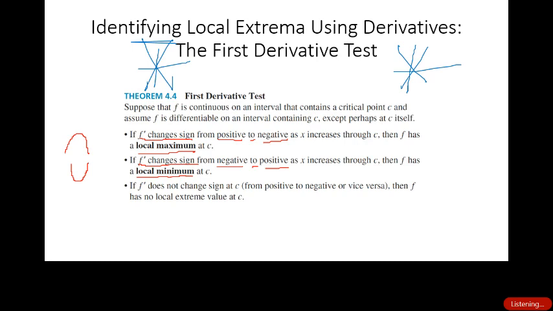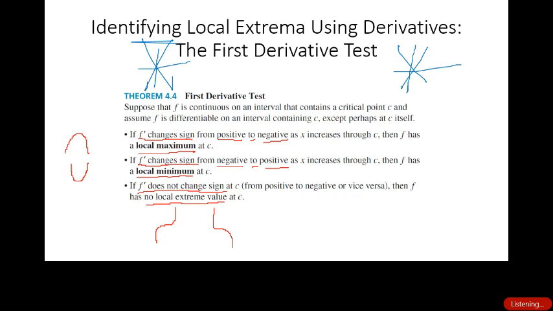Now, your first derivative is not always going to change signs on either side of your critical point. If your first derivative does not change signs on either side of your critical point, there is no local extrema at x equals c. That means you have one of these two situations. The derivative goes from positive to positive, which is not a min or a max. Or the derivative goes from negative to negative, which is also not a minimum or a maximum.